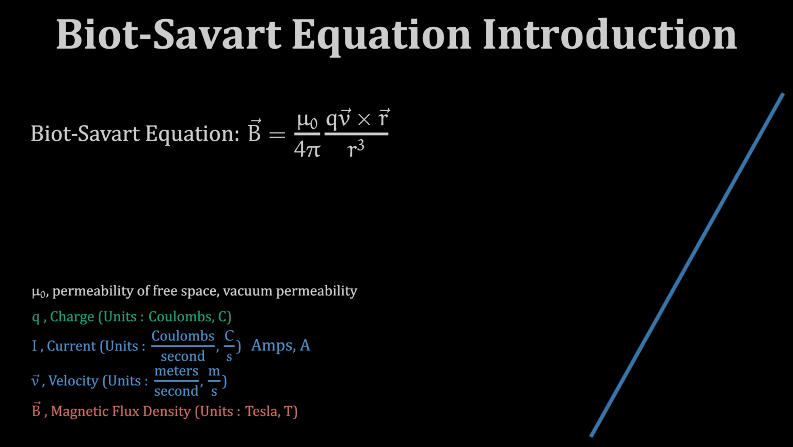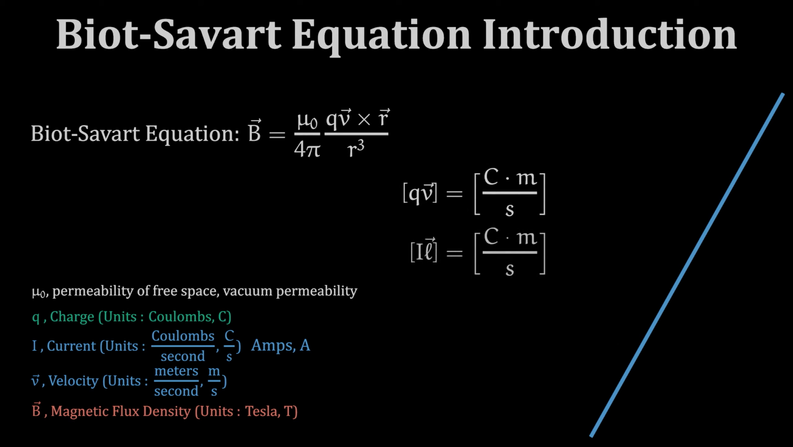We can modify the Biot-Savart equation to reflect this by rewriting the charge times velocity term, keeping the same units and the vector nature intact. Charge has units of coulombs, and velocity has units of meters per second. Velocity is also a vector, which is pointing in the direction of motion of the particle. Current, I, has units of coulombs per second, or amps, and length, L, has units of meters.